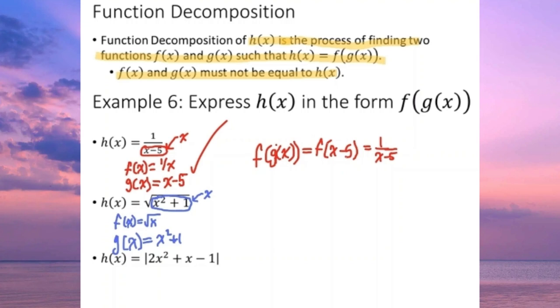As I stated before, there are many ways to decompose a function. Another option we could take is we can make g of x equal x squared. Now, if we replace x squared with x, f of x becomes the square root of x plus 1. Now, both of these are decompositions of h of x. However, we typically prefer our decompositions where f of x is as simple as possible, which if we take a look at f of x equals the square root of x, that is much simpler than f of x equals the square root of x plus 1.